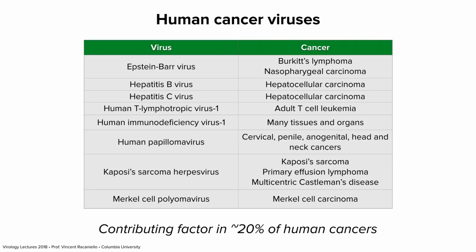Your body is always making cytokines, and one of the things that cytokines do is to make cells divide. So you have cytokines around all the time, cells are always dividing, they get transformed, they get cancerous. Papillomavirus, a variety of cancers, Kaposi's sarcoma herpesvirus, a number of cancers, and Merkel cell polyomavirus, which causes a relatively rare skin cancer. So we think human viruses are the contributing factor in about 20% of human cancers. The rest is genetic and environmental.